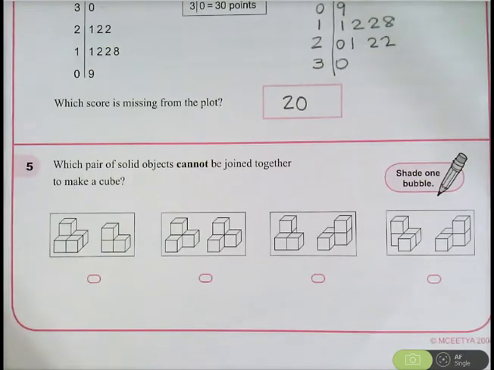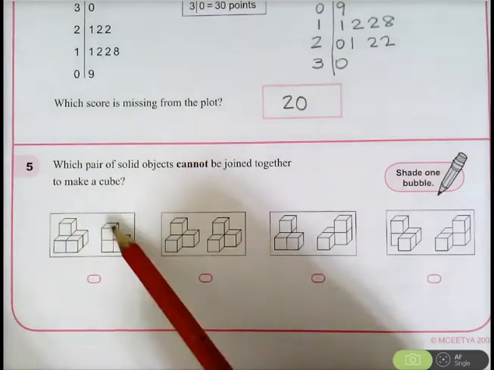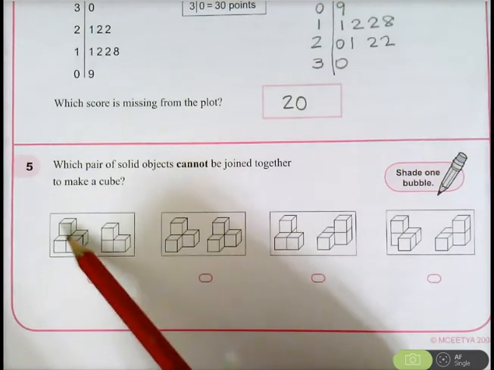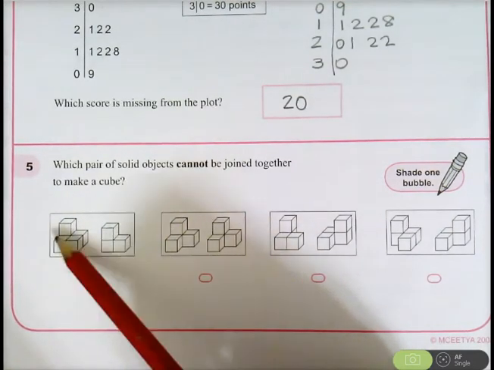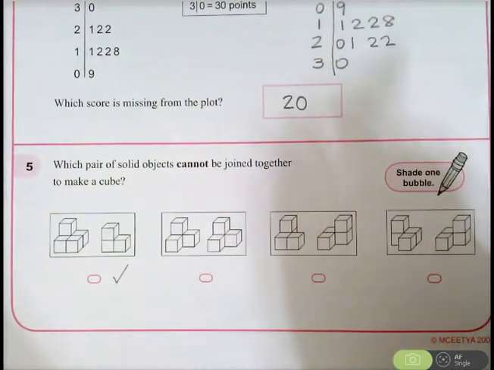Now for question 5. Which pair of solid objects cannot be joined together to make a cube? With this first solid, you could take this piece, turn it flat, put this piece here over there, and that L shape can go like that. So this one can be joined to make a cube, so that's not the answer.